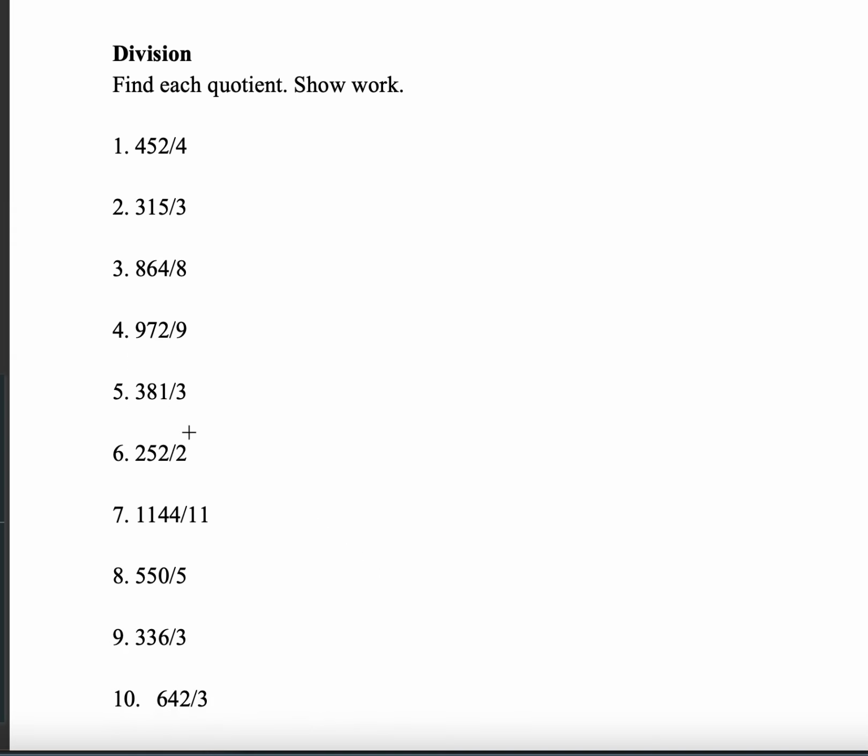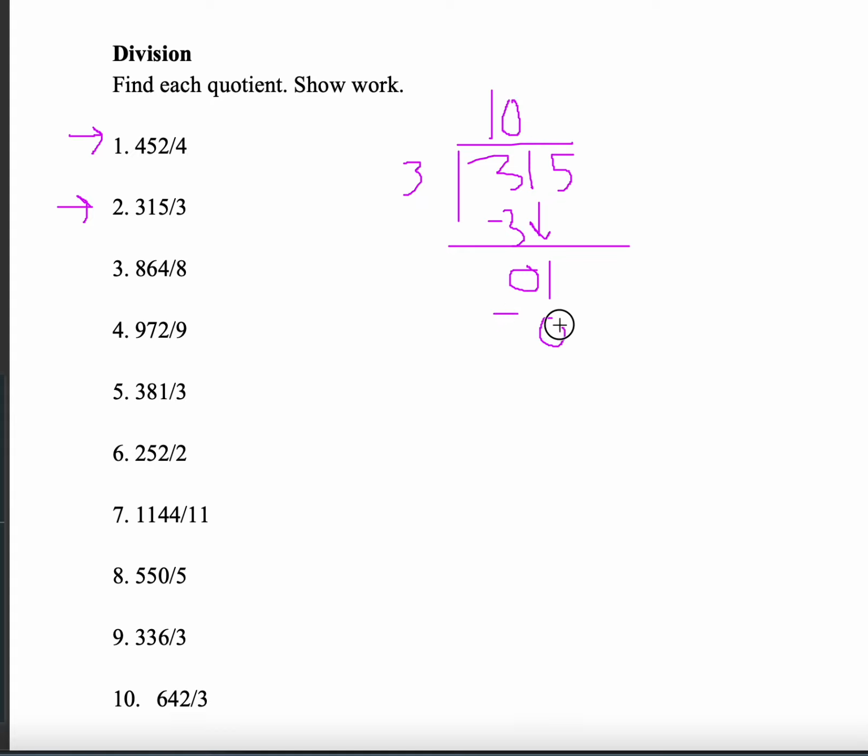Let's do one more on here. Let's do number 1 first. Or let's do number 2 first. How about that? So 315 divided by 3. So 3 goes into 3 one time. So 3 times 1 is 3. So that's 0. We bring down the 1. 3 can't go into 1 at all. So we put a 0. So 3 times 0 is 0.